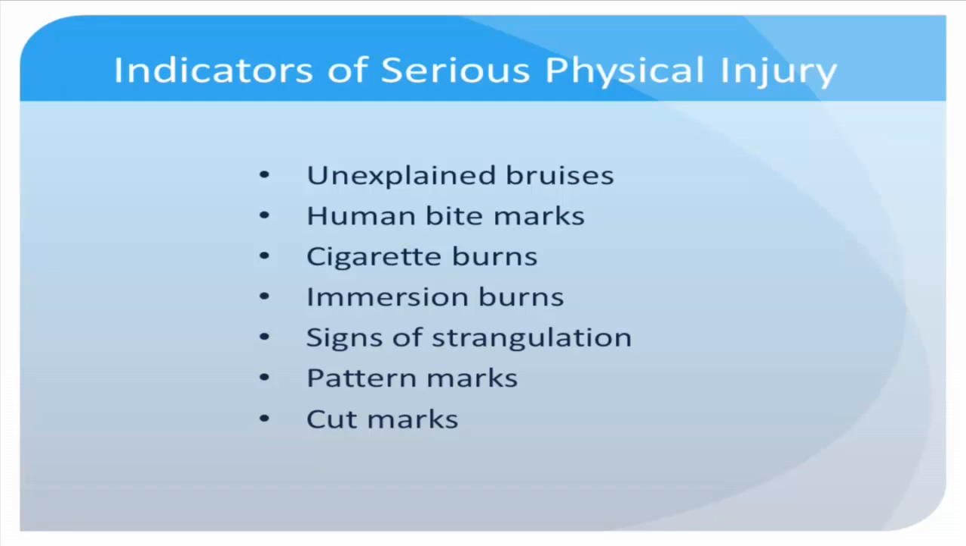would be suspect. Cigarette burns or other pattern burns, like from an iron, may be an indicator of abuse. Immersion burns, where a child is scalded by hot water on the limbs, buttocks, or genitals, may be indicative of abuse. Signs of strangulation may include ligature marks or bruising on the child's neck. Pattern marks may be on the buttocks, back, or other parts of the child's body and appear to have been made by a belt or whip. Cut marks from a knife or sharp object may be an indicator of abuse. Other indicators may be broken bones, spiral fractures, head injury, or concussion.